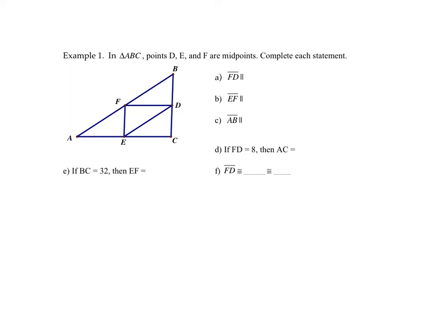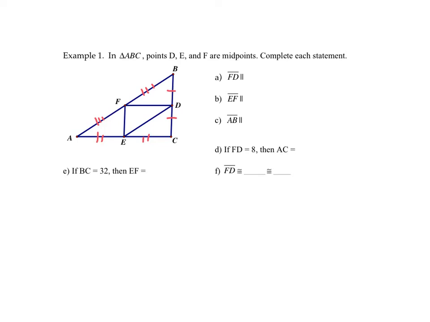In example 1, it says in triangle ABC, points D, E, and F are midpoints. So D is a midpoint, E is a midpoint, and F is a midpoint. So I'm just going to mark all of these segments congruent because remember that by definition of a midpoint, we know that it's a point that divides a segment into two congruent segments. So we would know all those segments are congruent to each other.